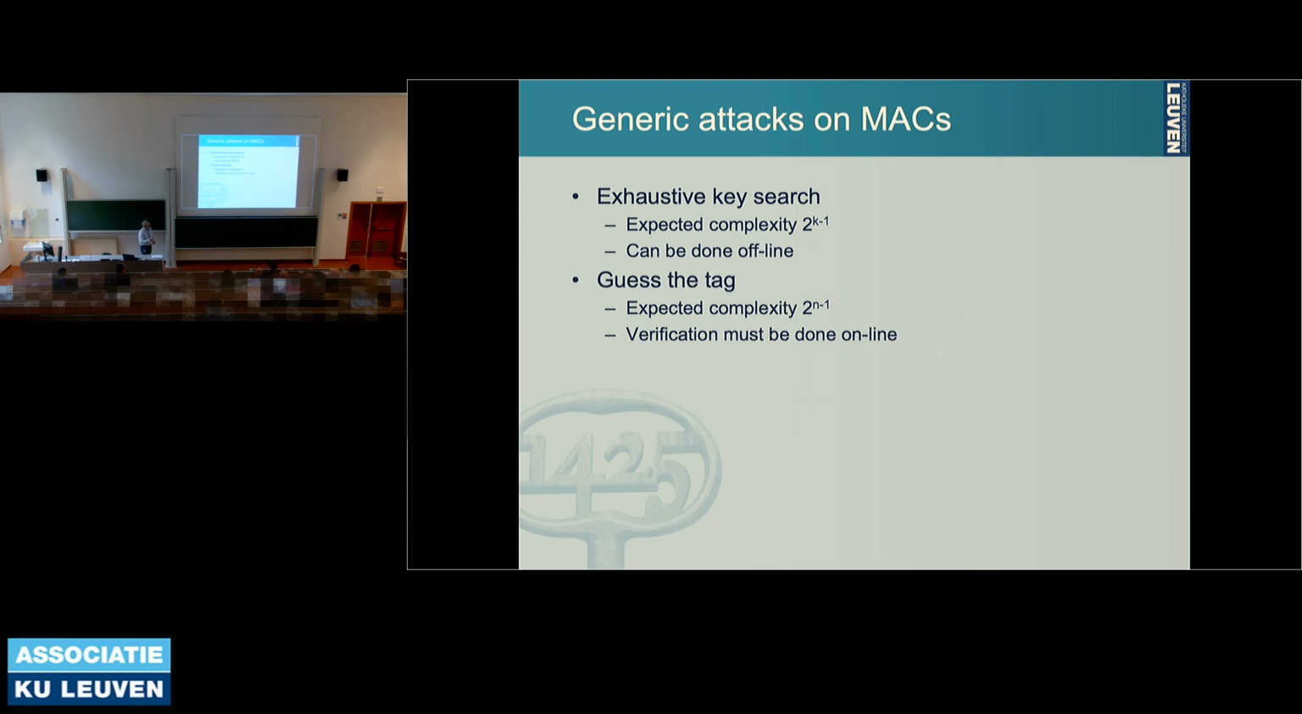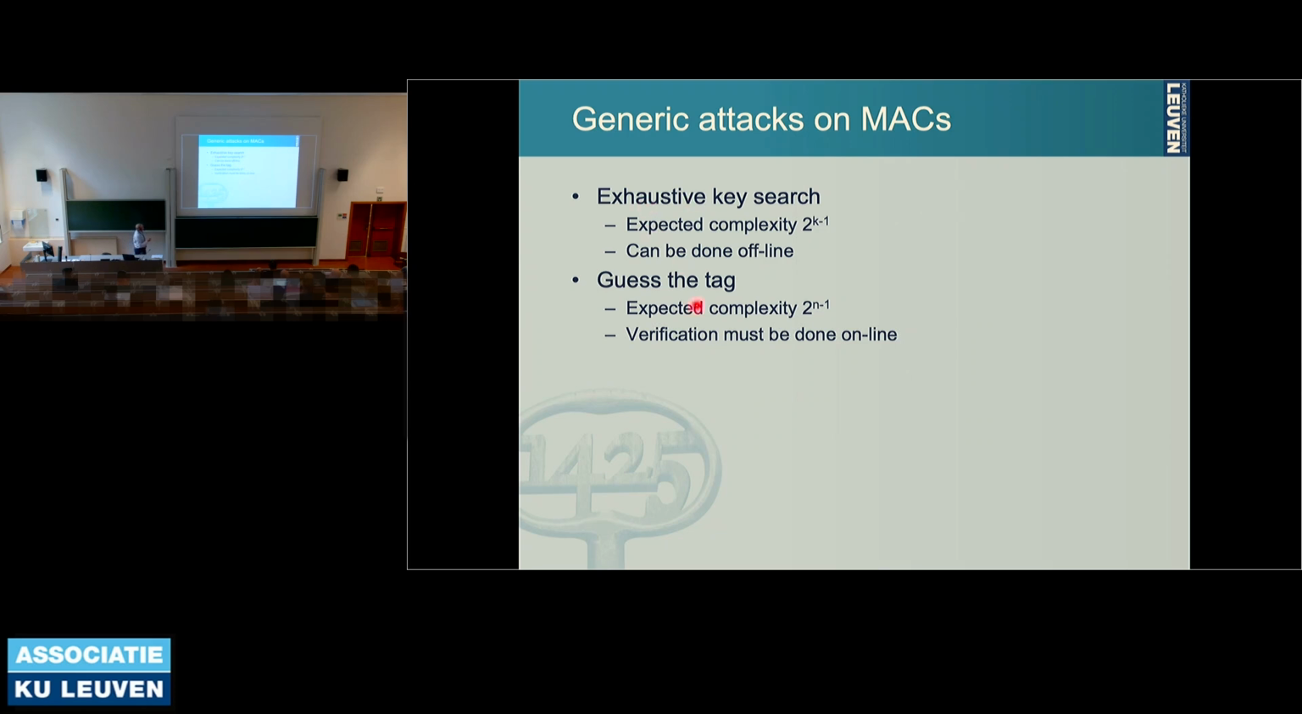So that was the second attack. The first attack is, guess the key. An attacker can, of course, always try to guess the key and recompute the tag for the message. And if with his guess he recomputes the right tag, then he is quite likely to have guessed the right key. So that's why it says here, an attacker can do that offline.